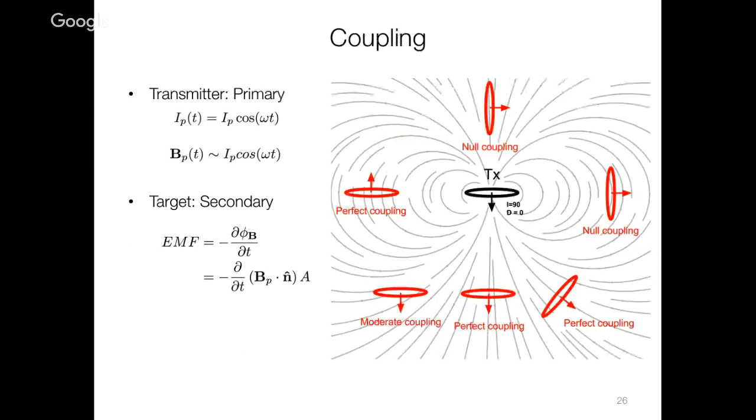Coupling is a big issue, and I want to explain it in the following sentence. Suppose we've got a transmitter sitting like this. Let's think about this as our target. So we're going to think about our target as being a loop. If the loop is oriented like this, you can see all the magnetic flux from here is coming straight down through. So we're perfectly coupled. Remember, flux was the integral of B dot the normal.